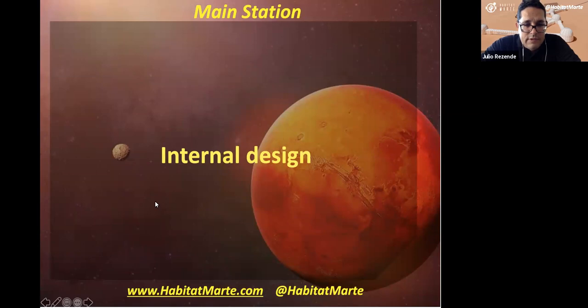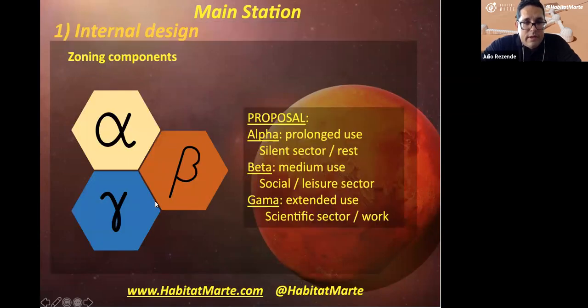As a first dimension of this presentation, I will be talking about the internal design of this facility, the main station. In this case, we received a collaboration of a Brazilian student of architecture. Her name is Mariana Guerra.